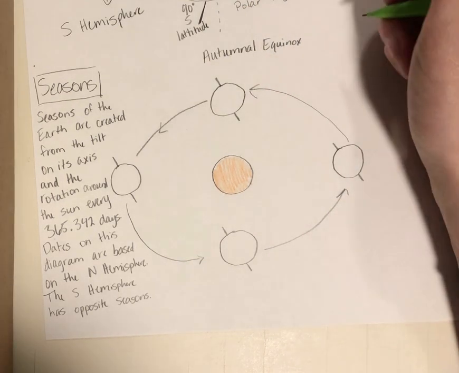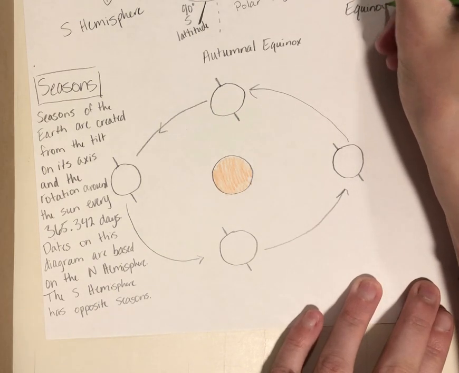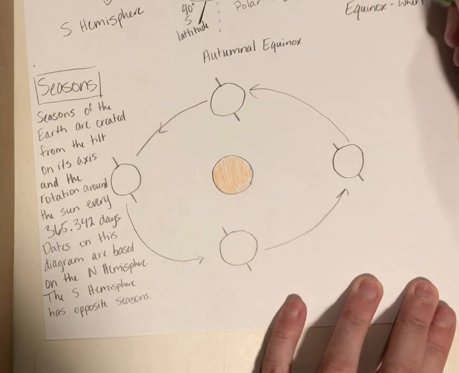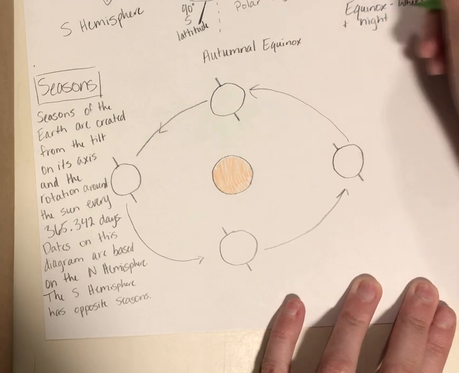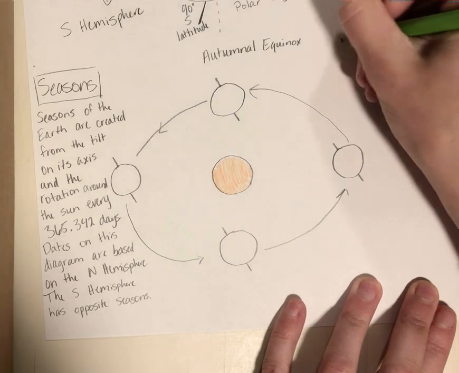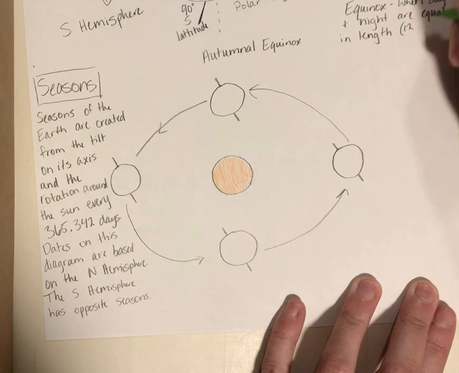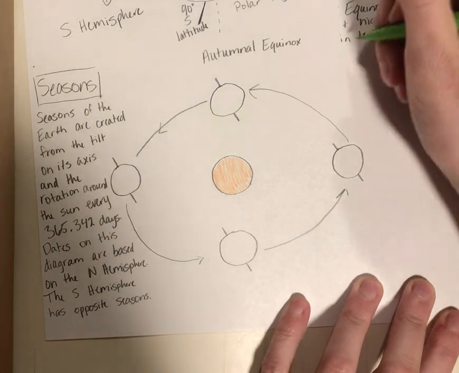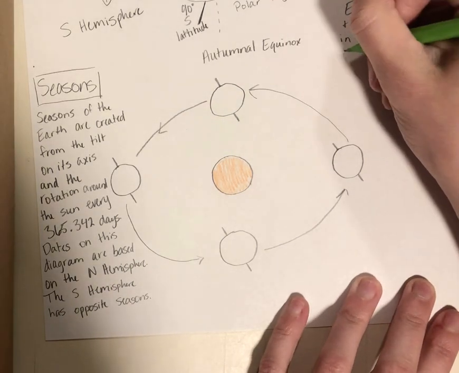And now we're going to pop over here and define what an equinox is, because I'm not sure if everyone knows. That is when day and night are equal in length. So that means 12 hours of daylight, 12 hours of nighttime. And this happens when the sun is exactly in line with the equator.